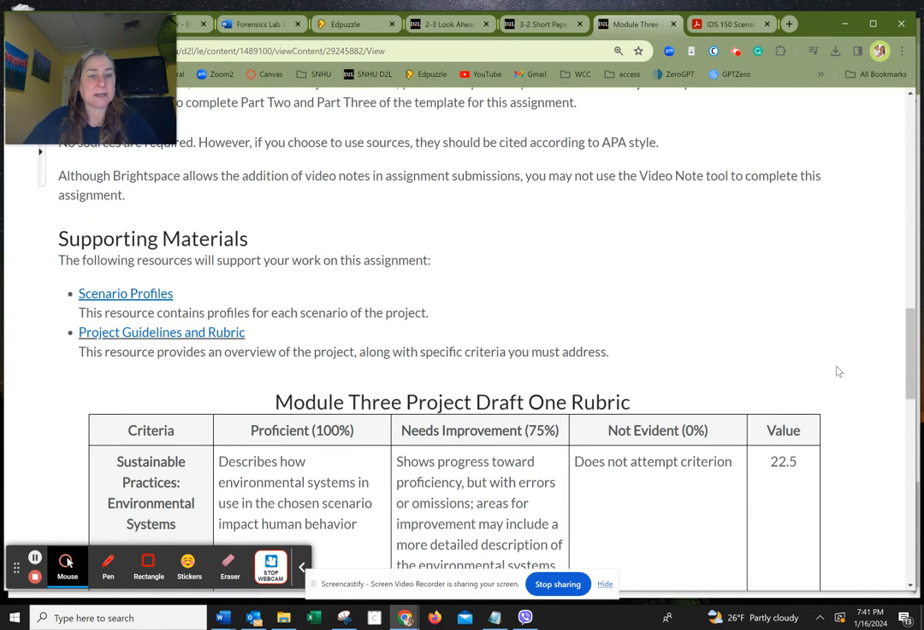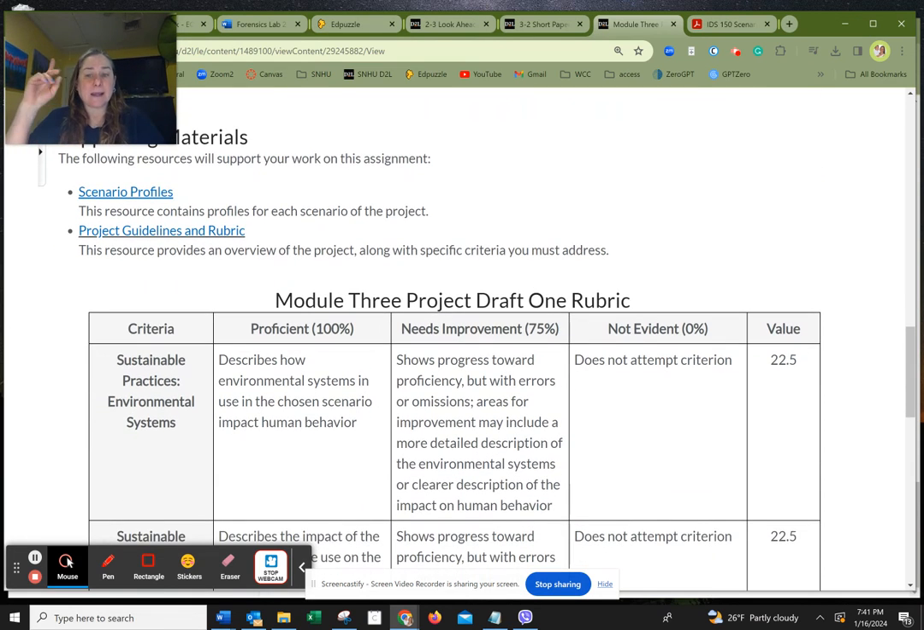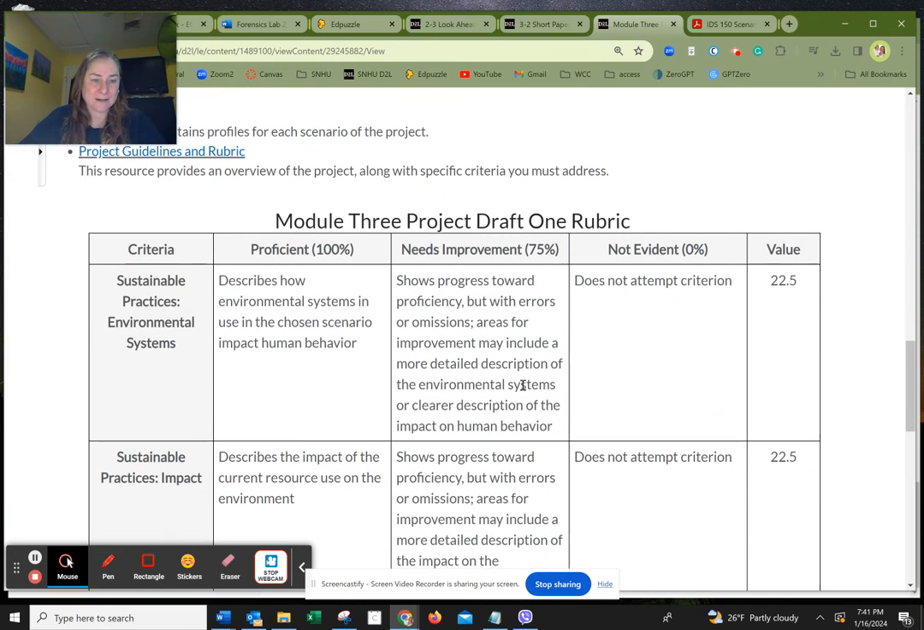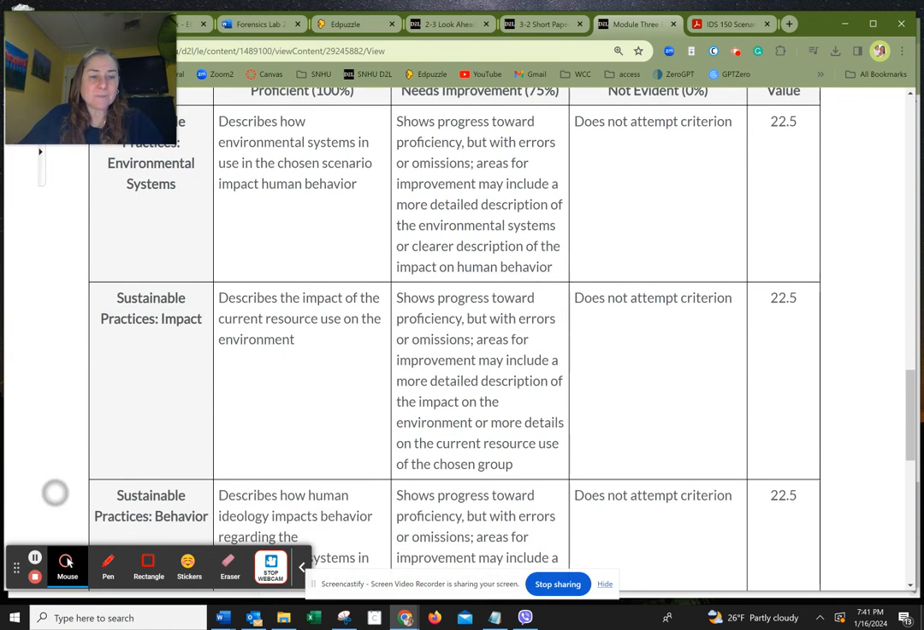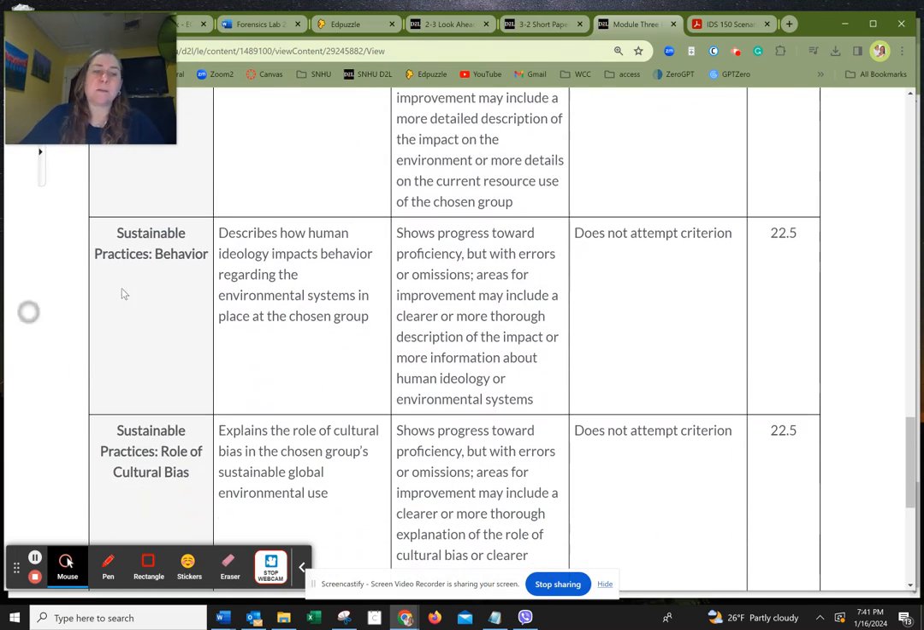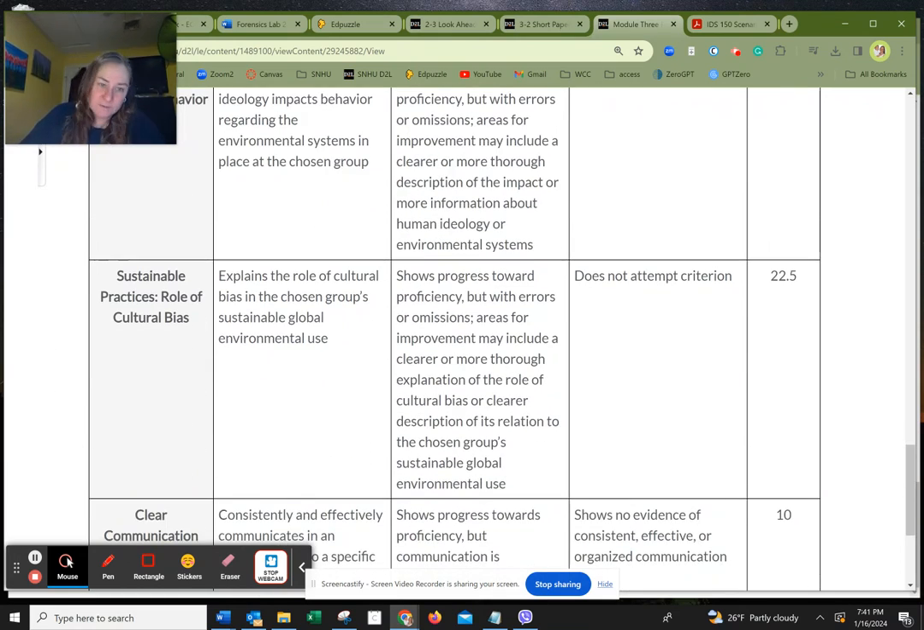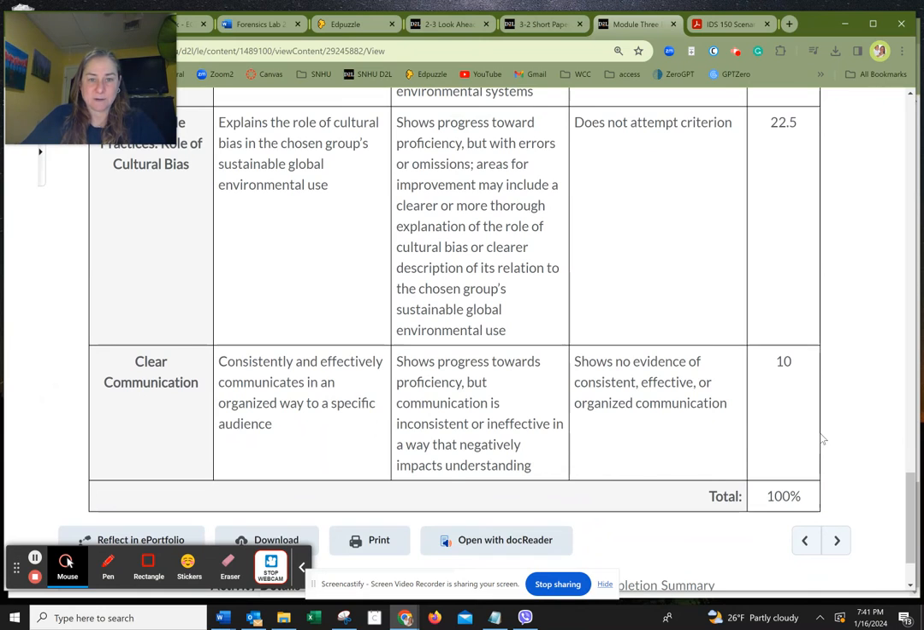I hope this really helps you understand how to do this a little bit better, and how to make sure you have success in this project. If you have any questions, please reach out to me. And always, always, always remember to look at the rubric, which is right here. It basically shows you that with sustainable practices, you need to answer that question. That's for 22.5 points. The impact, 22.5, behavior, 22.5, role of cultural biases, and then clear communication.